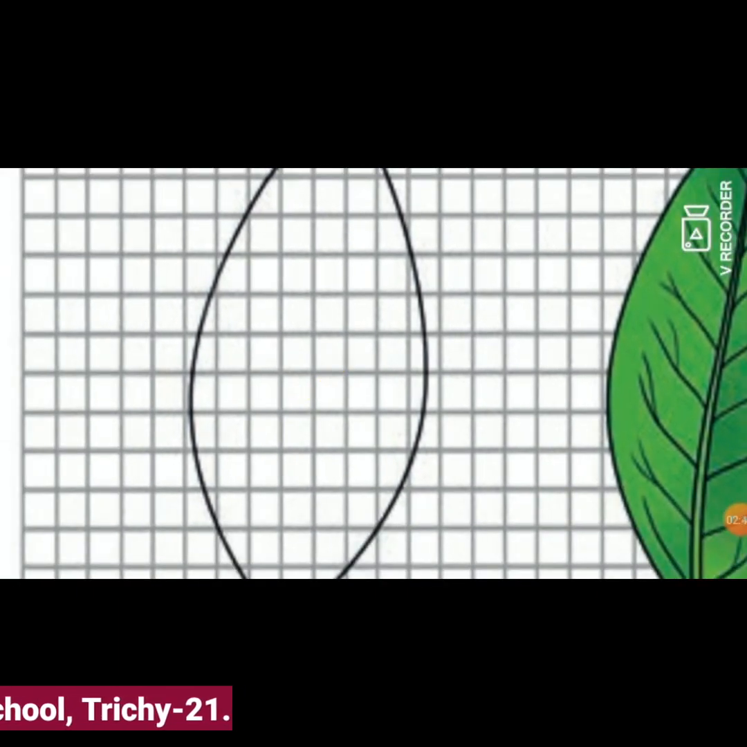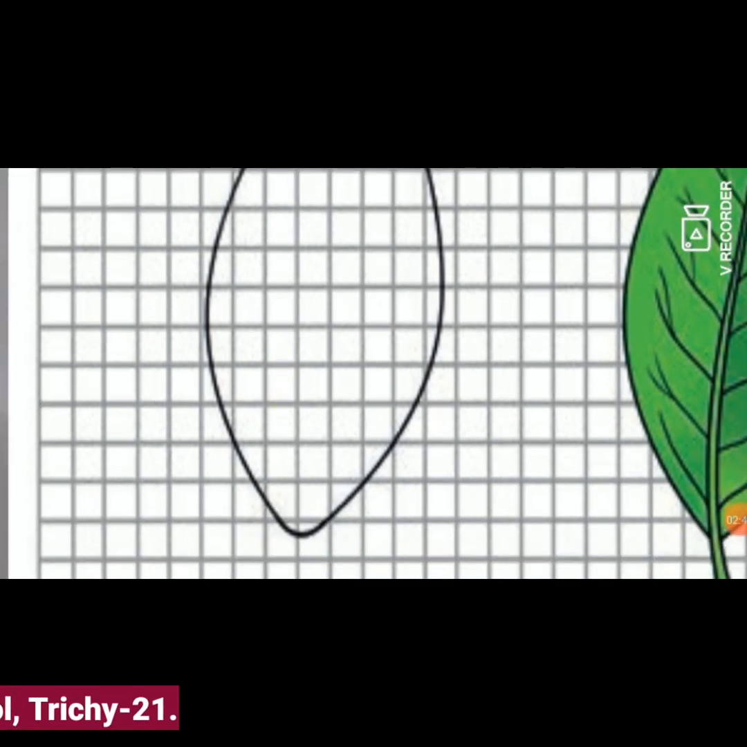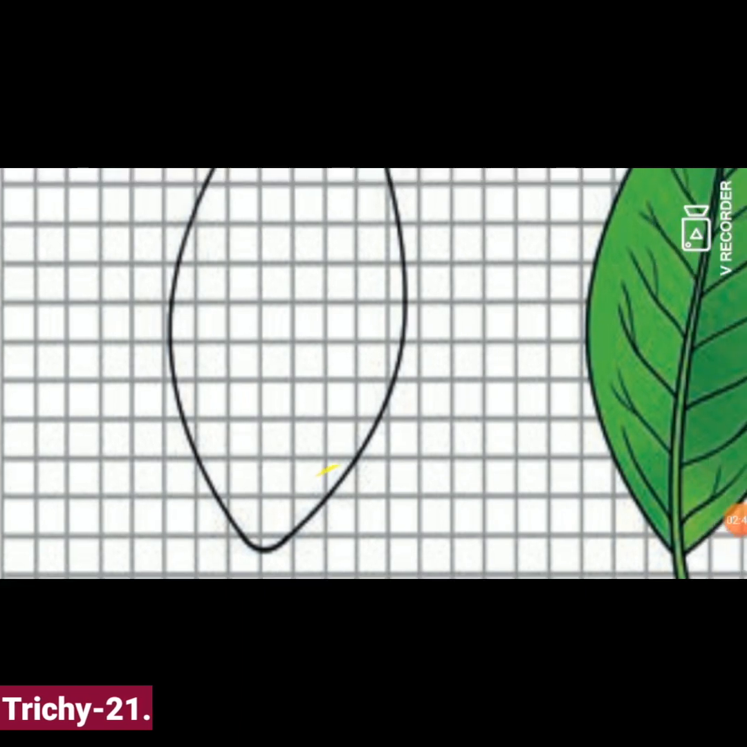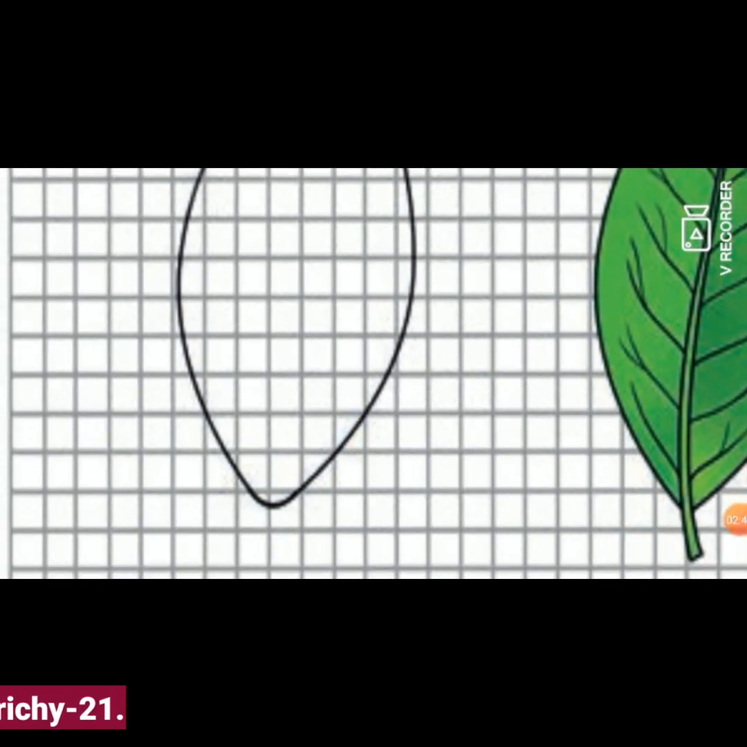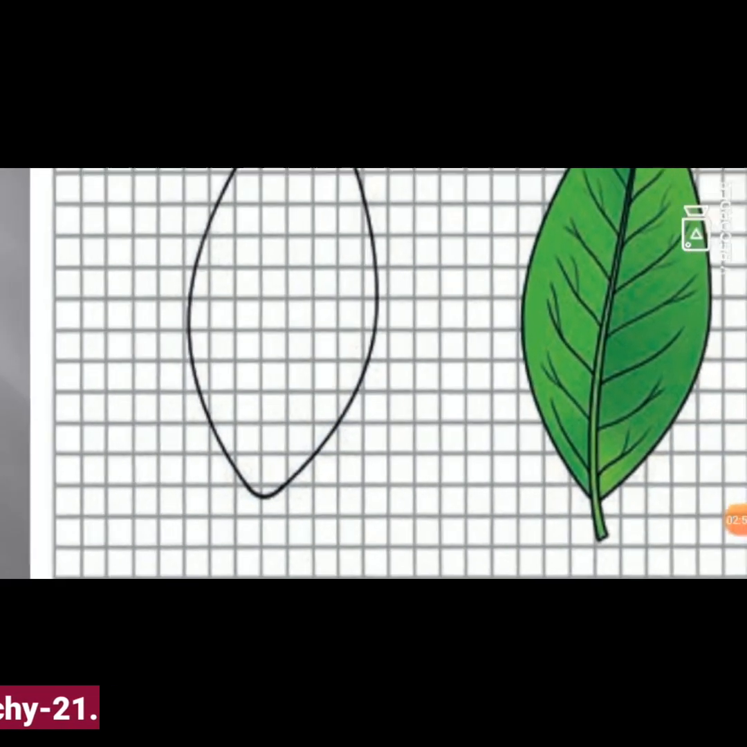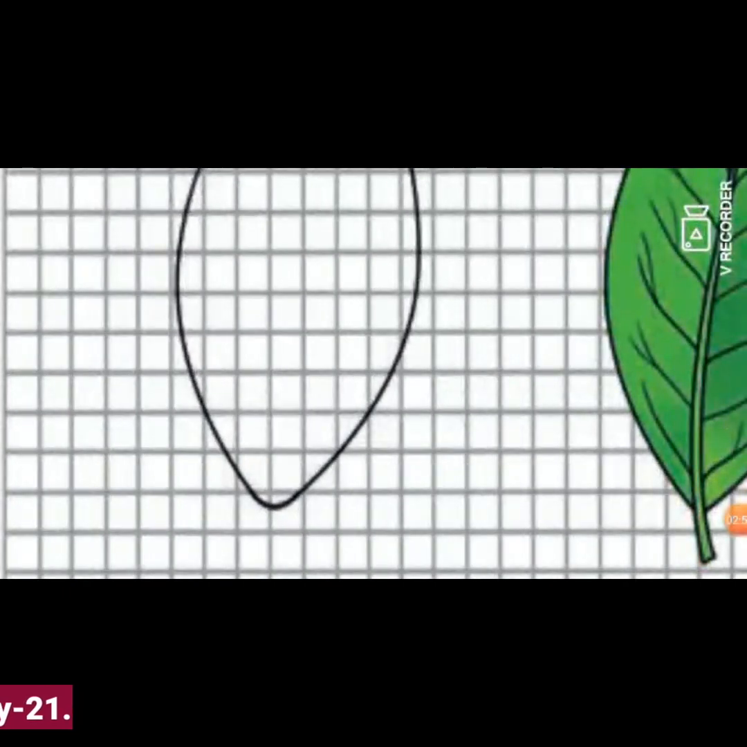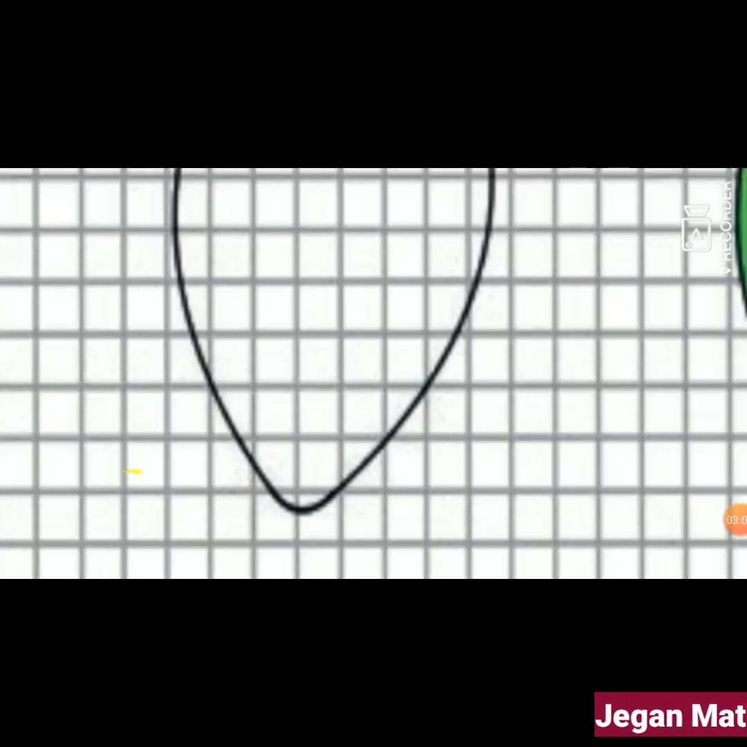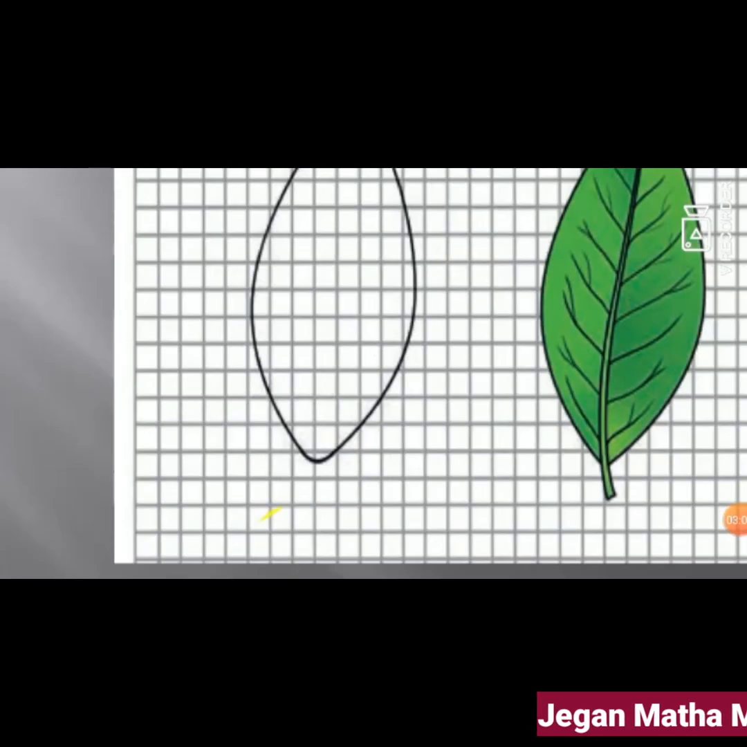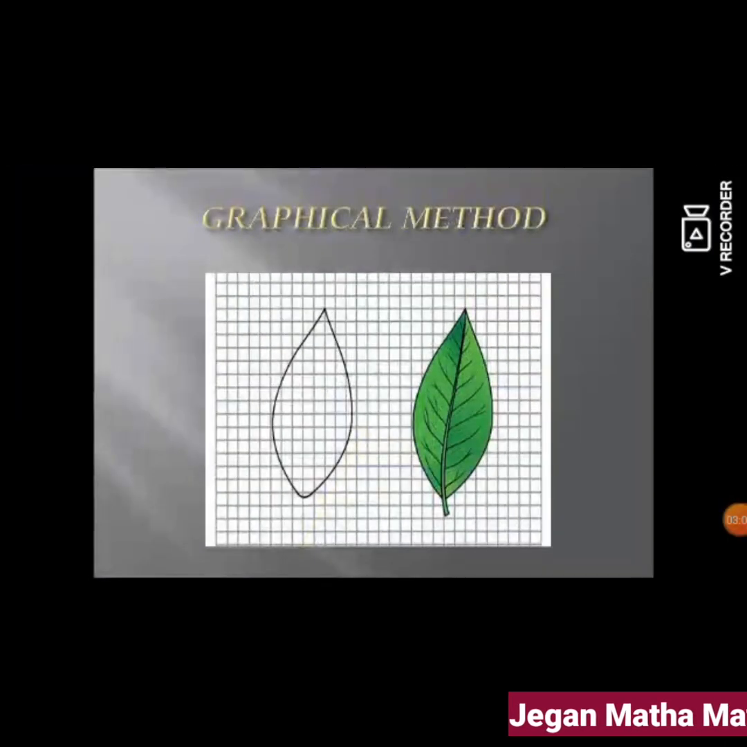Next, count the number of squares which are half of a whole square. So half, like this. Take it as capital P. Then finally count the number of squares that are less than half, like this. Now the approximate area of the leaf can be calculated.